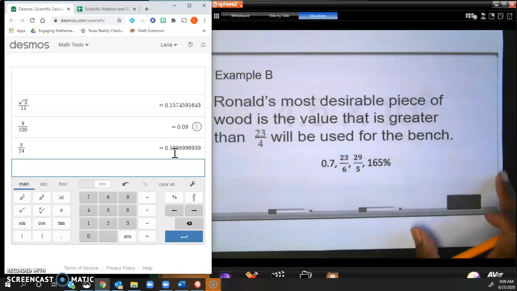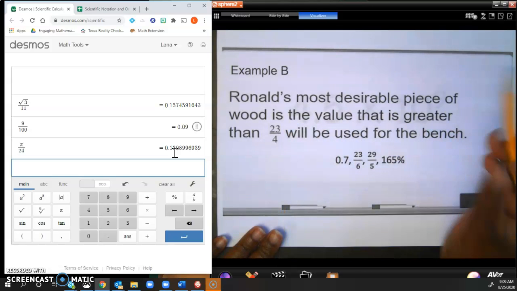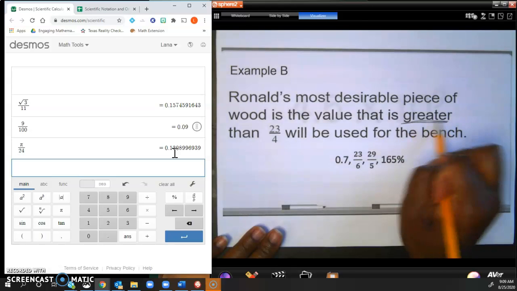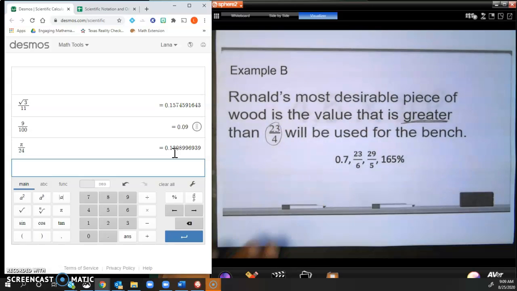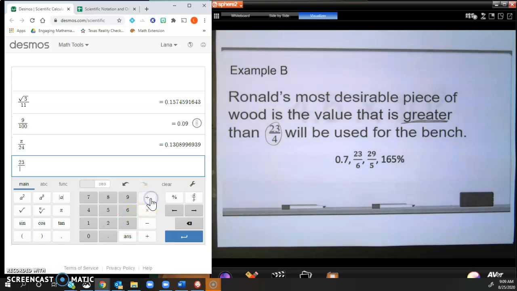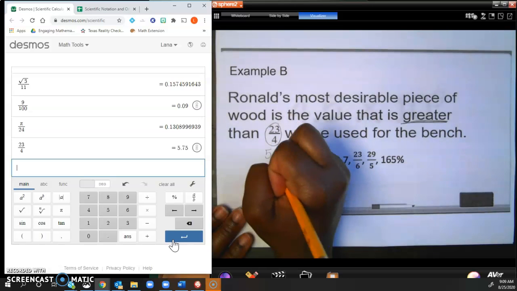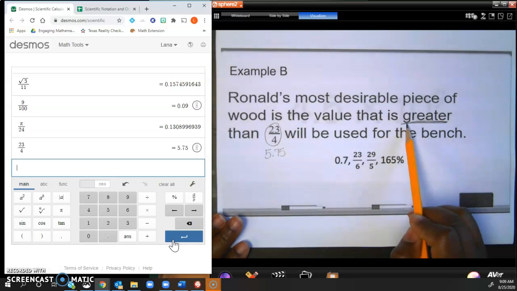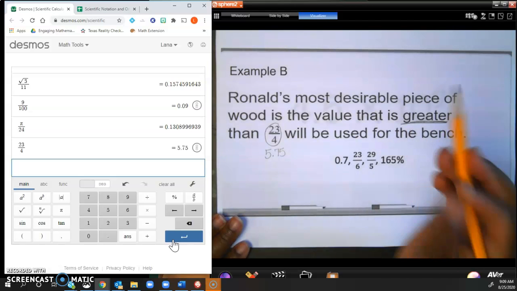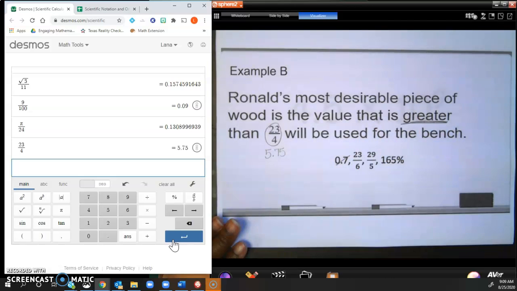Let's take a look at example B. It says Ronald's most desirable piece of wood is the value that is greater than 23/4. So the first thing I'm going to do is figure out what 23/4 is. So I'm going to do 23 divided by 4. And that is 5.75. We want to know which one is greater than that. So 0.07, that's not greater than 5.75.